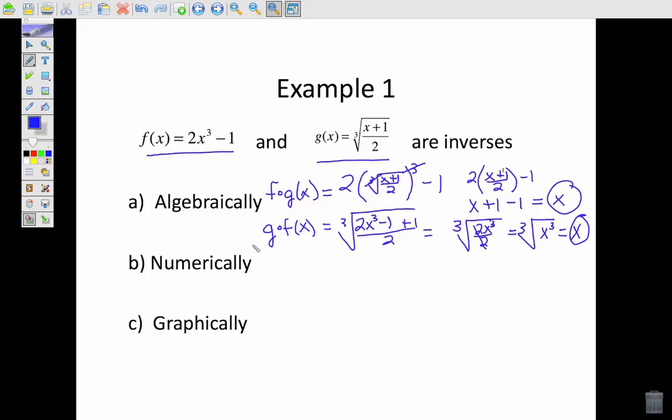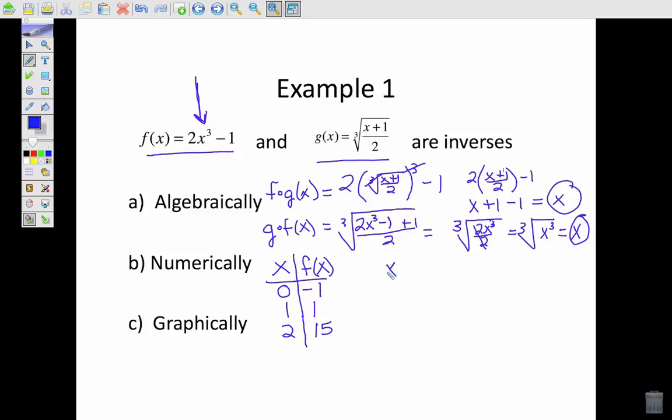Okay, numerically. Let's do a table of values. Let's do x and f of x first. So let's substitute 0 in. We're putting 0 in for x here. The output is negative 1. Let's put 1 in here for x. The output, 2 times 1 to the third is 1. So it's 2 minus 1 is 1. And we'll do one more value. Let's put in 2. So 2 times 2 cubed, 2 cubed is 8. That's 16 minus 1 is 15.